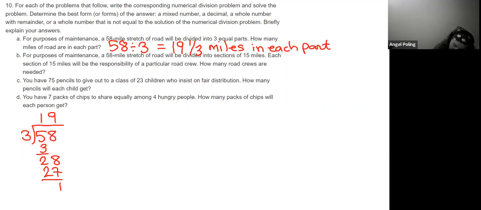So, okay, let's take a look at B. For purposes of maintenance, a 58-mile stretch of road will be divided into sections of 15 miles. Each section of 15 miles will be the responsibility of a particular road crew. How many road crews are needed? So we have a 58 divided by 3 situation.